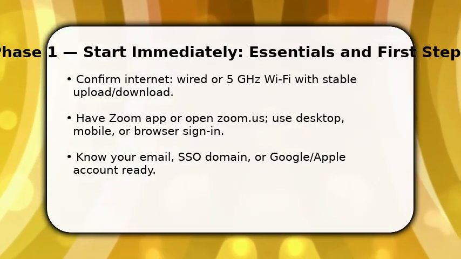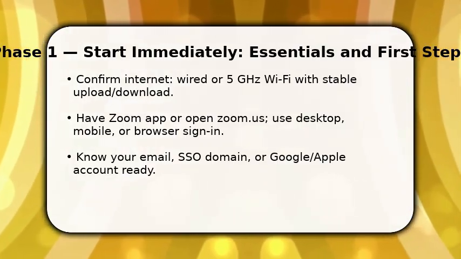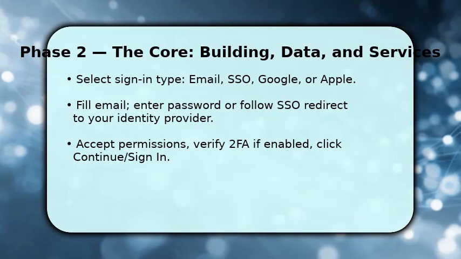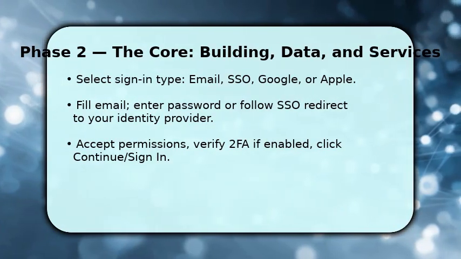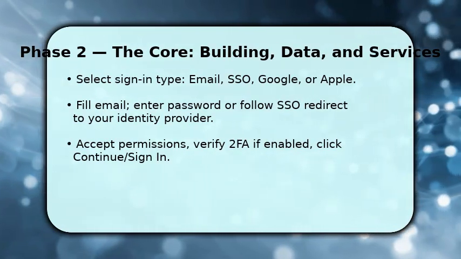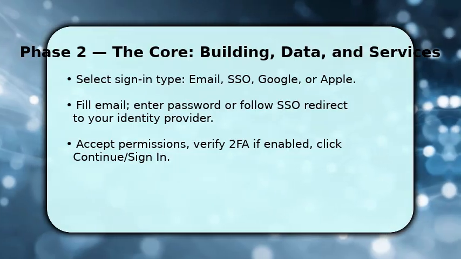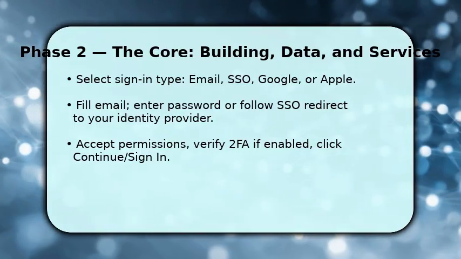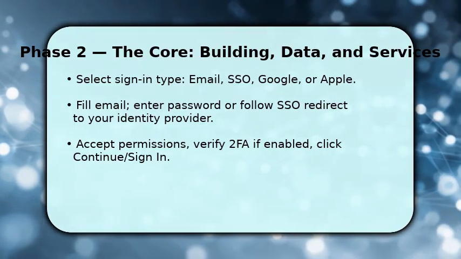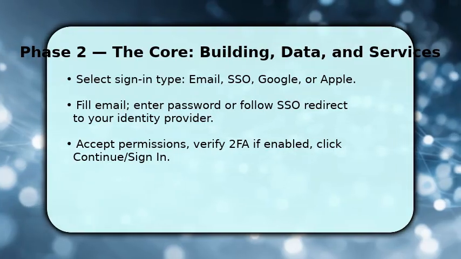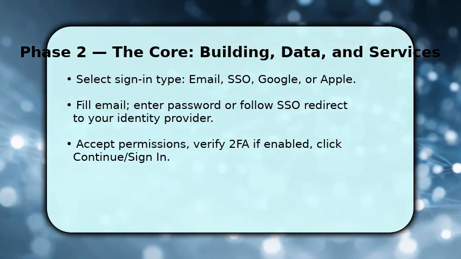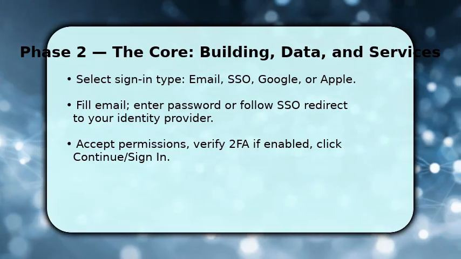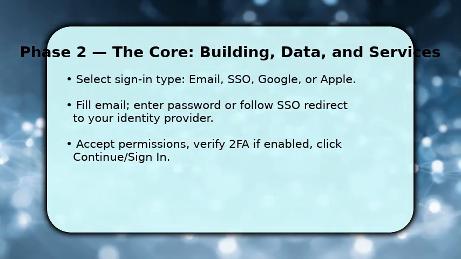You now enter credentials. Pick the method you prepared earlier. If you choose email, type your address and password exactly, then press Sign In. If you choose SSO, enter your company domain and follow the identity provider prompts. For Google or Apple, a consent screen appears; approve it to continue. Make sure to complete two-factor prompts if enabled, a code, push, or security key. Once authenticated, Zoom loads your profile and meeting list.